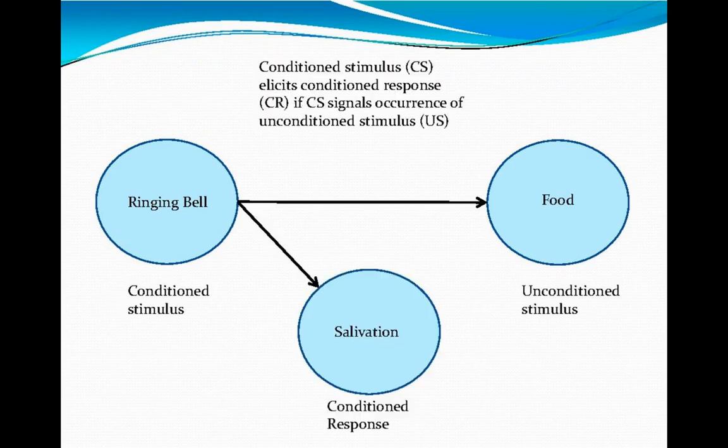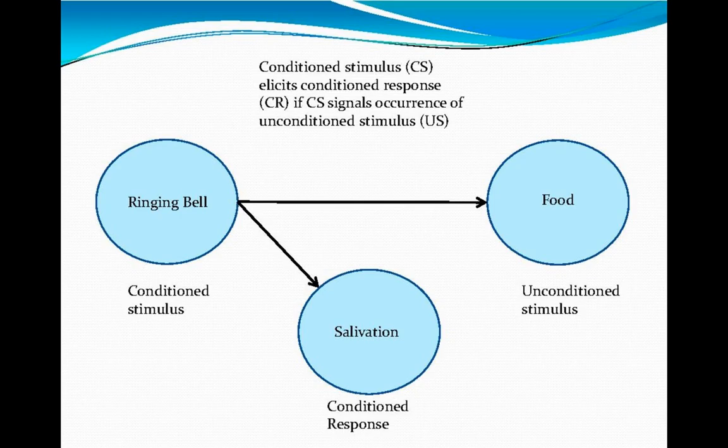So the key part here is that whether or not the bell or the conditioned stimulus elicits a conditioned response depends on whether or not it is a predictor of an unconditioned stimulus. So the association between those two stimuli is essential for eliciting the conditioned response.